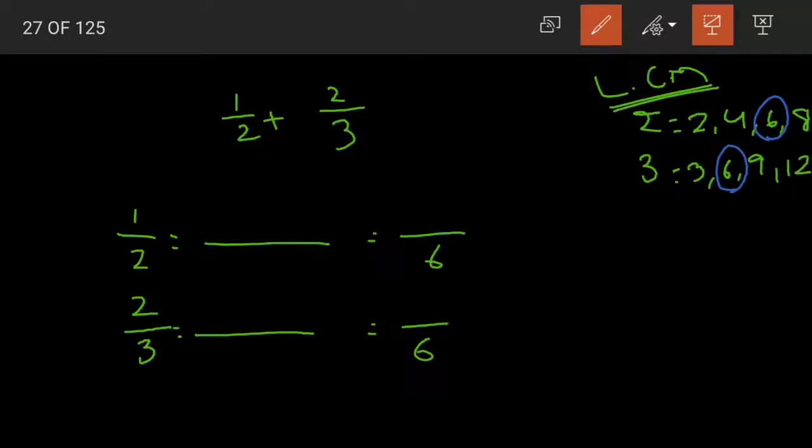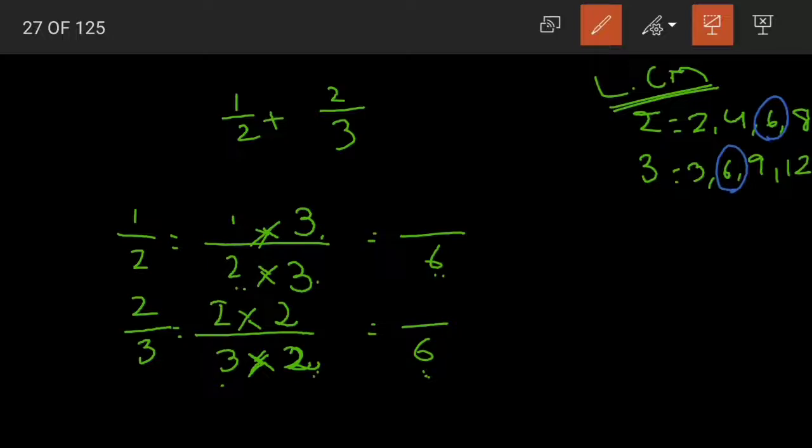Now how to convert this into like fractions? The denominator should be 6, but here the denominator is 2. So 2 3s are 6, so multiply the same 3 in the numerator. In the same way for 2 by 3, 3 is the denominator but 6 should be the denominator. How to convert it, children? 3 2s are 6. Multiply with 2. So multiply with 2 in the numerator as well. Now 1 3s are 3, 2 3s are 6, 2 2s are 4 and 3 2s are 6.